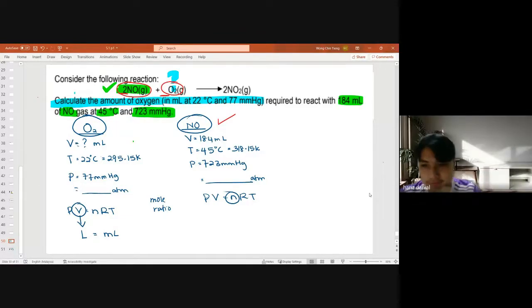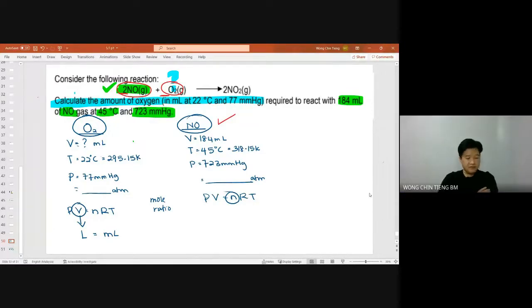Tak. Tadi nak tukar daripada mmHg tu ke ATM tu. Tak pasti dia punya value berapa. 760 millimeter mercury. Kenapa boleh tak pasti? We talked about that yesterday. 1 ATM 760 millimeter mercury. Betul? Did I mention that yesterday? I show you where to get it, right?